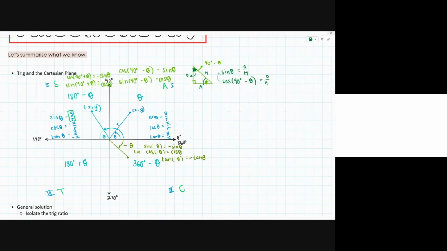Because when you now change your reference point to this angle up at the top here, the adjacent side is the original opposite side. So that's why we can say opposite over hypotenuse. Yes, you absolutely can say adjacent over hypotenuse, but then you can't see the relationship between the two as clearly.